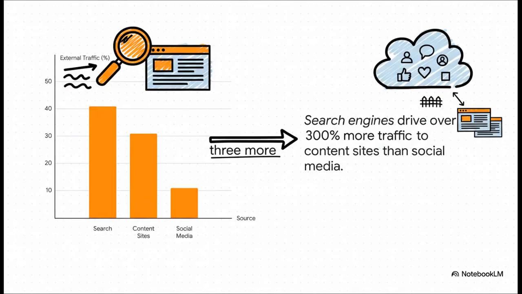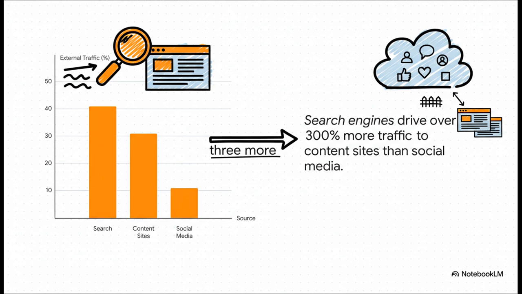And why is that so critical? Well, just look at the data. This study by Outbrain shows that search engines drive 41% of all the external traffic to content websites, and social media? Just 11%. That means search brings in more than 3 times the traffic. So if you're only relying on social media, you are missing out on the single biggest source of potential customers.